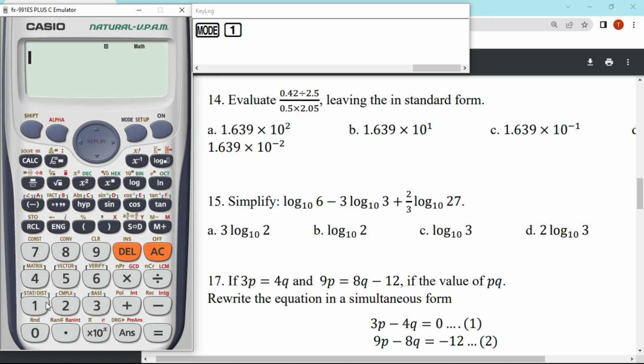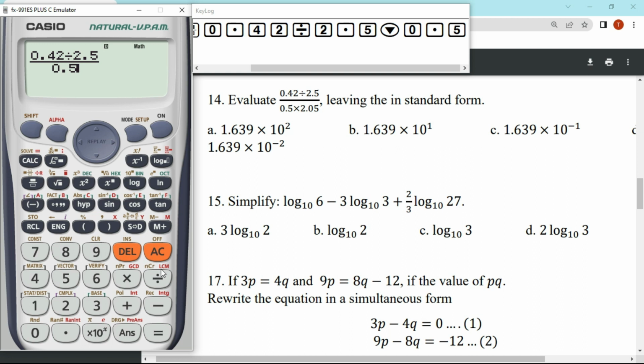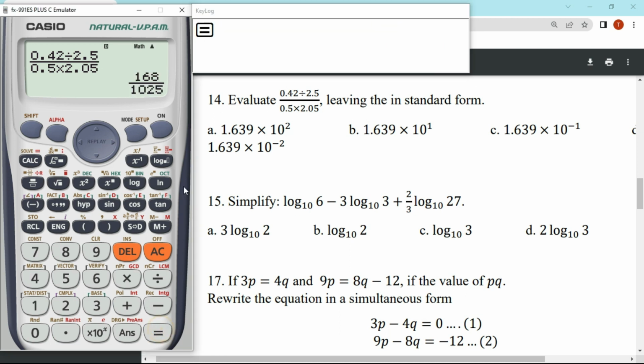All right. So all we have to do now is fit the figures into the calculator first. So first we bring our divisional sign here. Then we input the question into the calculator. So we have 0.42 divided by 2.5, and this expression all divided by 0.5 multiplied by 2.05. And this is the question being given to us. After inputting it, we click on equal to. We have our answer here, so we have to convert it into decimal form. So we click on the standard to decimal sign here. Then we have what?